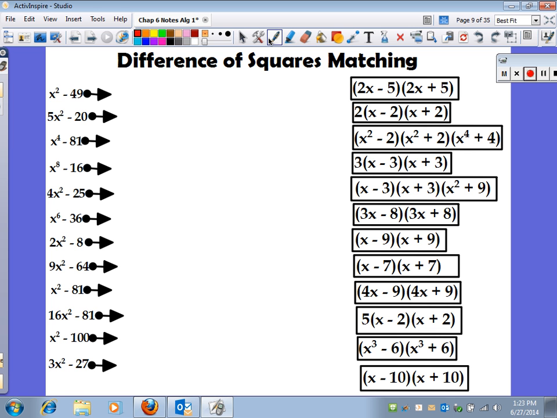This one right here, you should show me where you get x times x and 7 times 7. So you're looking for x plus 7, x minus 7, and you will see it right there. I'm going to draw a line there that matches it up. But I do want to see this work. You can't see my arrow that well, but I want to see that work on your paper. There. That work should be on your paper.